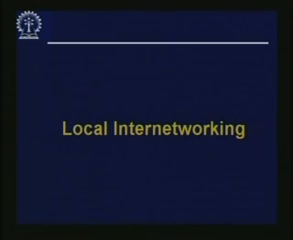Good day. Today we will be talking about local internetworking. What is internetworking? Internetworking is the connection of different networks. Everybody is aware of the term internet today. It really comes from this term internetworking, and by internetworking we mean connecting different networks.